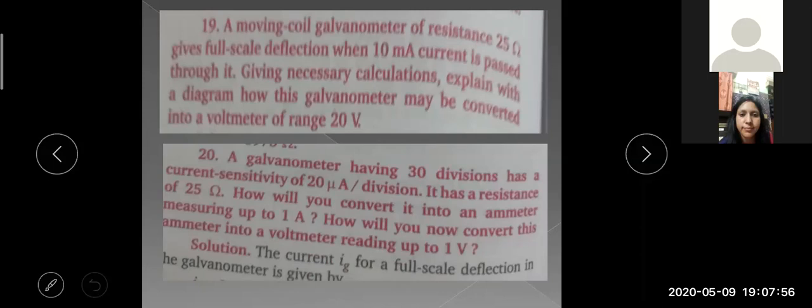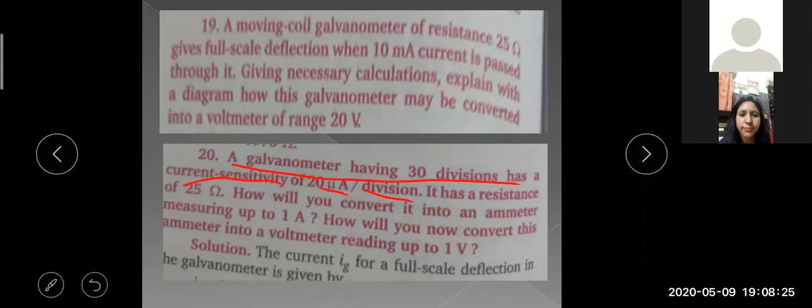Next question is, a galvanometer having 30 divisions has a current sensitivity of 20 microampere per division. It has a resistance of 25 ohm. Now, how will you convert it into an ammeter measuring up to 1 ampere? And how will you convert this ammeter into a voltmeter reading up to 1 volt?